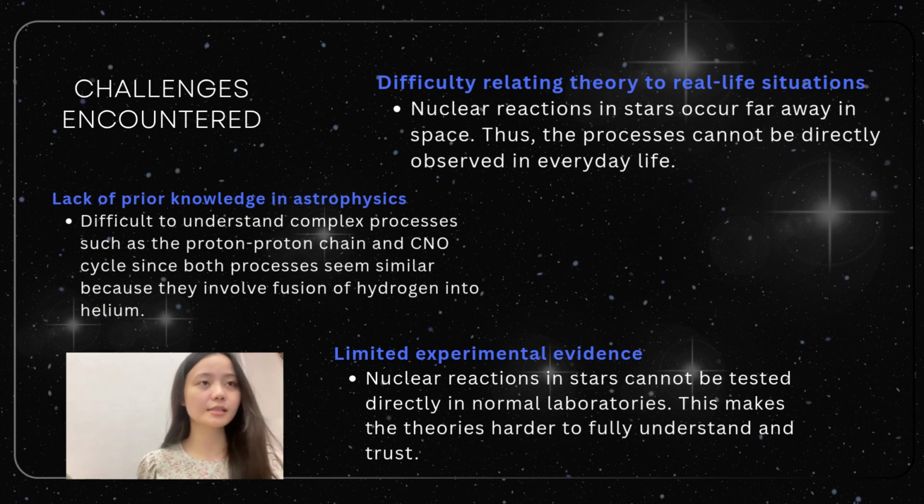Moving on, the next is the lack of prior knowledge. Processes like the proton-proton chain and the CNO cycle are hard to distinguish because both involve the fusion of hydrogen into helium. To a new student, these complex cycles can easily be confused. And the last one is limited experimental evidence. We cannot recreate the center of a star in a normal lab. This makes it harder for students to fully visualize and trust the scientific theories being taught.